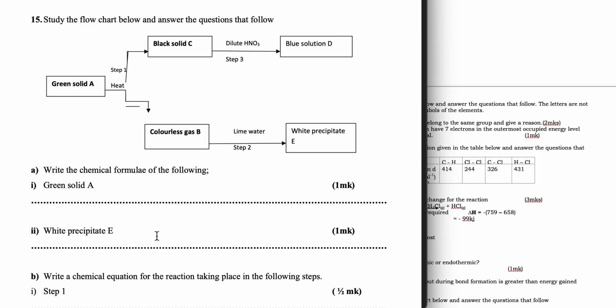Question 15. Study the flowchart below and answer the questions that follow. Green solid A, heat. Step 1, black solid C, dilute. Blue solution D, heat. Then colorless gas B, lime water, white precipitate. Write the chemical formula of the following.